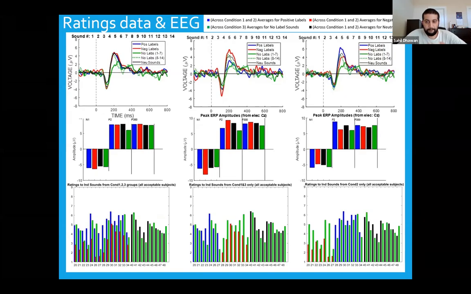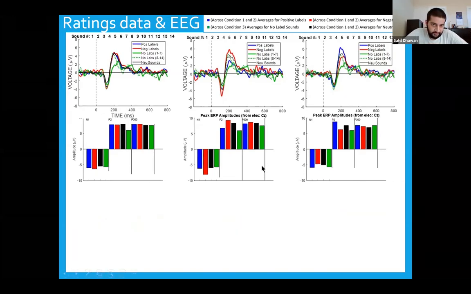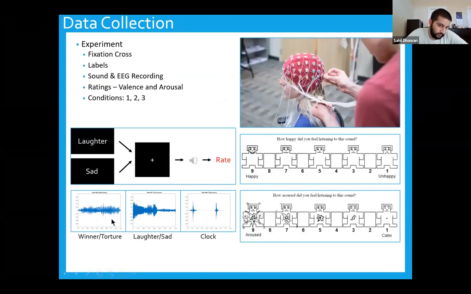Yeah, and also something else that I forgot to mention. In our waveforms, you can see that laughter, sad, winter, and torture, these are two of our sounds 1 through 7. So this one's rated very high, it's got very high amplitude. This one's very small, but somehow they both produce those big 8 through 14 sounds.